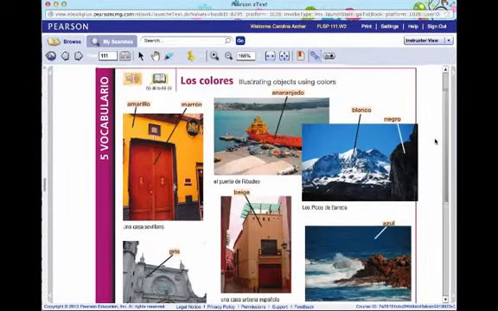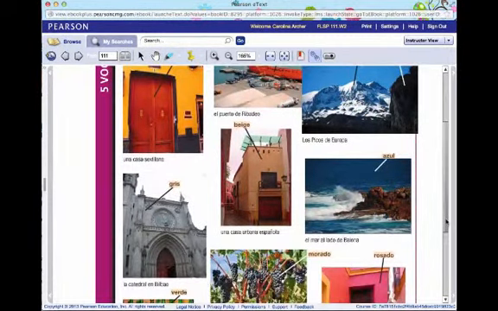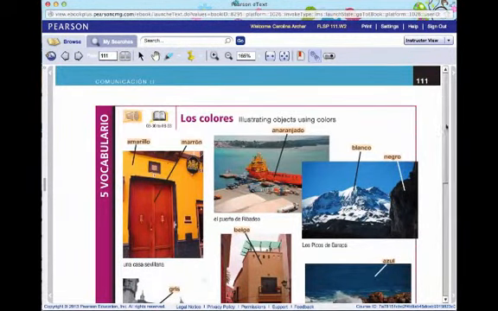These are the names of the colors, but they can also be used as adjectives when you describe something and say what color it is. When you use them as adjectives, remember that they have to agree in number and gender with the noun they are describing. Some of them end in a vowel, some end in E, and some end in S. So how do we know which ones are feminine or masculine?